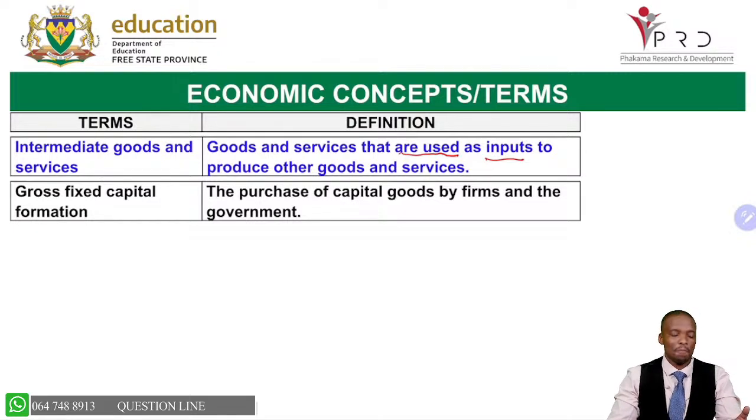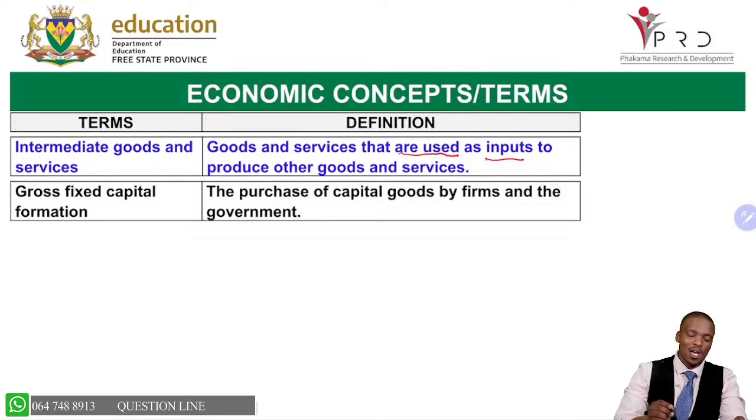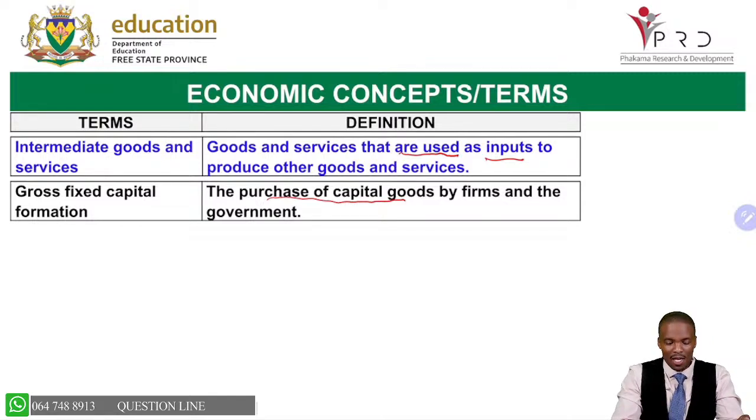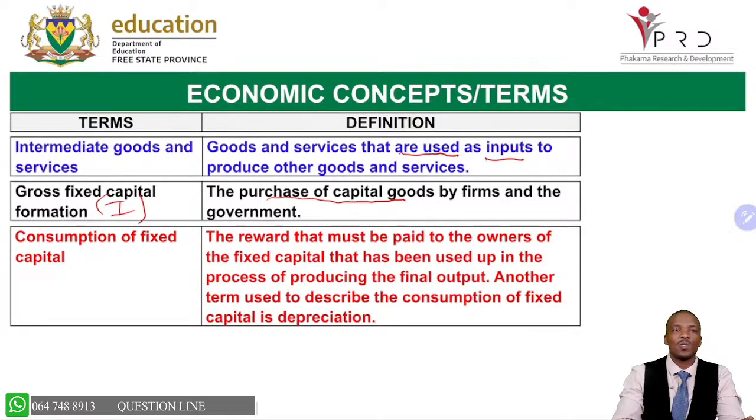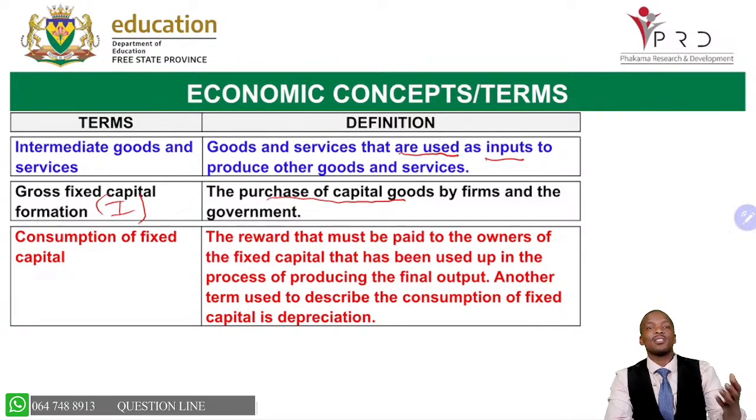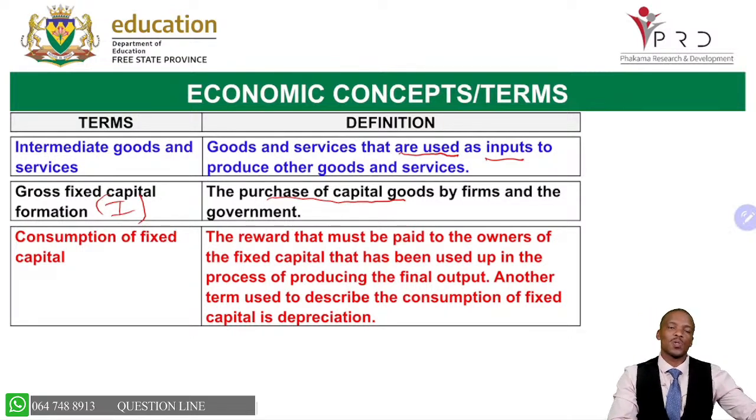Then we've got what we call the gross fixed capital formation. Here it refers to the purchasing of capital goods by either the firms or the state. Gross fixed capital formation. It's investment in capital goods. Sometimes it has got the letter I on it. That shows that we are investing or we are purchasing these capital goods that we are going to use in the production process to produce other goods and services.